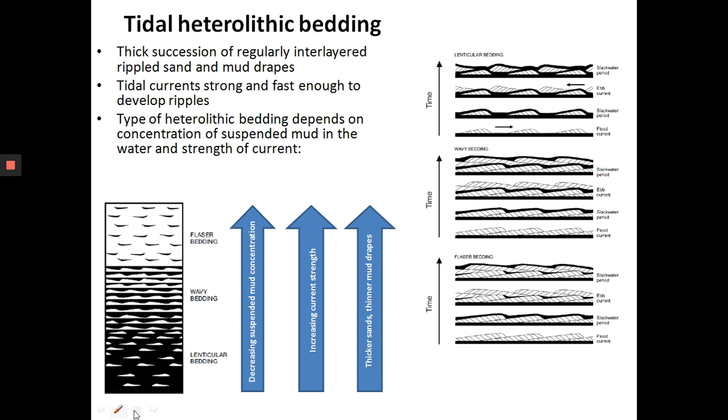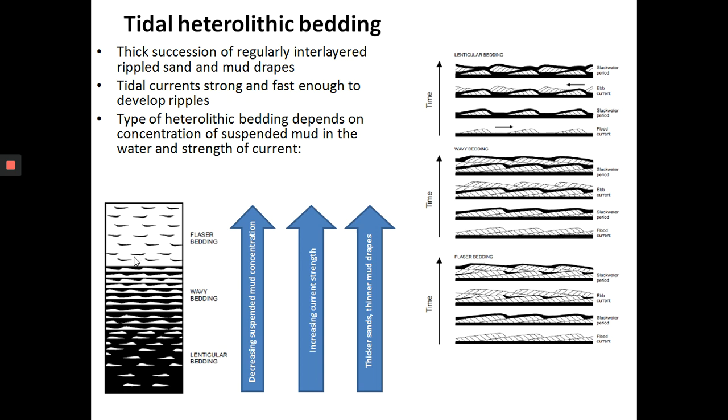First, you have lenticular bedding, where you get thin, isolated lenses of sand ripples here, marked in white, enveloped in thick mudstone drapes, colored solid black. Or you can have wavy bedding. You have continuous but thin layers of sand separated by mud drapes of roughly equal thickness. Or you can have flaser bedding, where it is sand dominated, but lenses of mud drapes in between, which are not connected to each other.